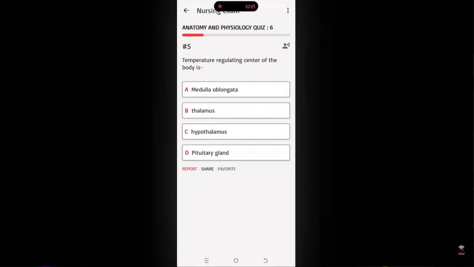Temperature regulating center of the body is A. Medulla oblongata, B. Thalamus, C. Hypothalamus, D. Pituitary gland. Correct answer.